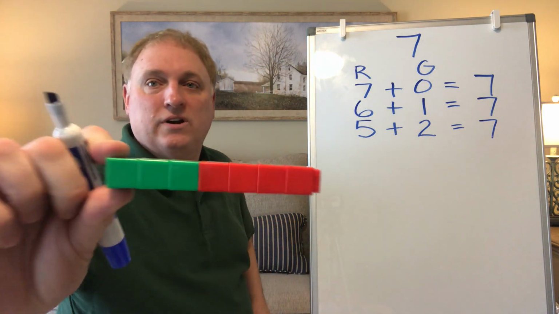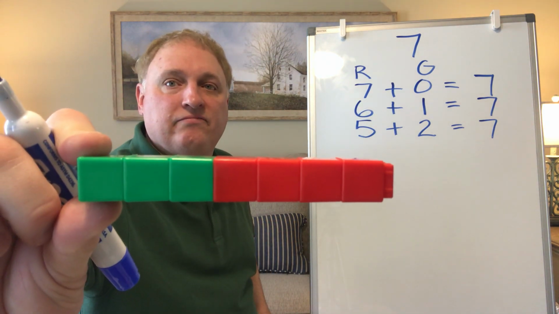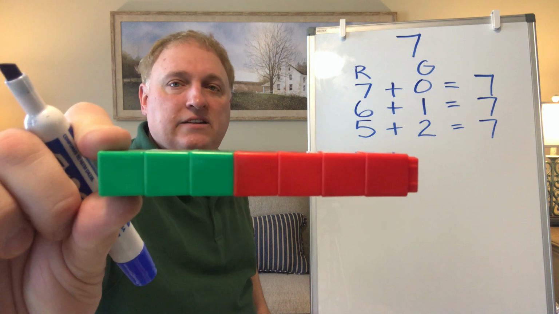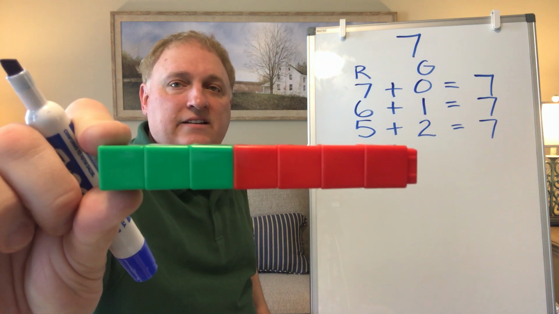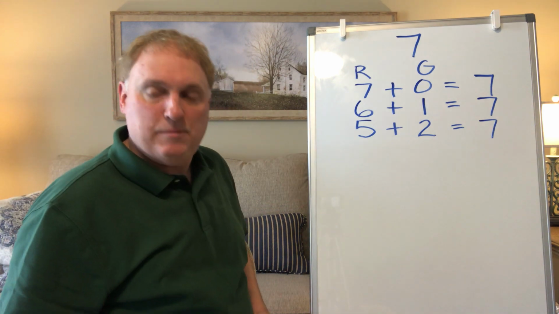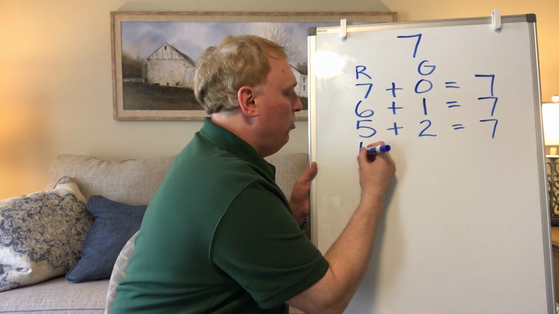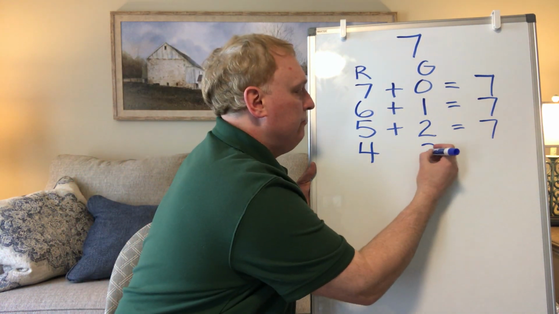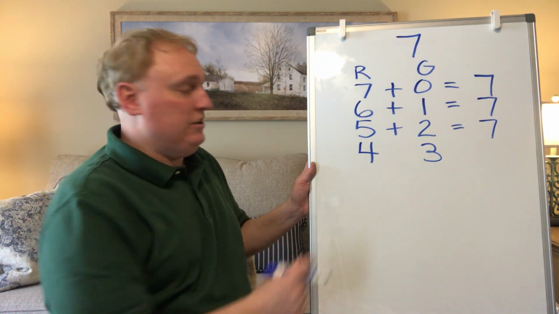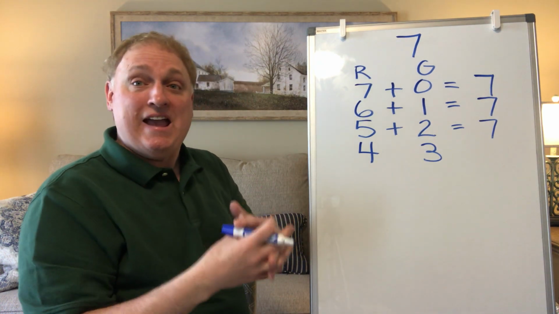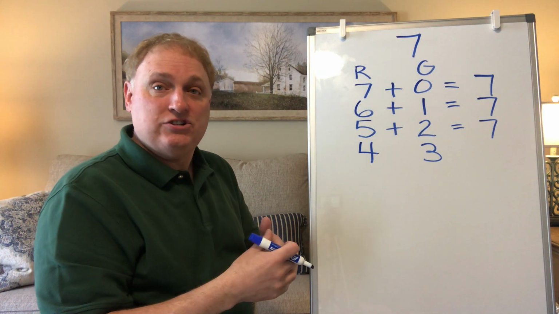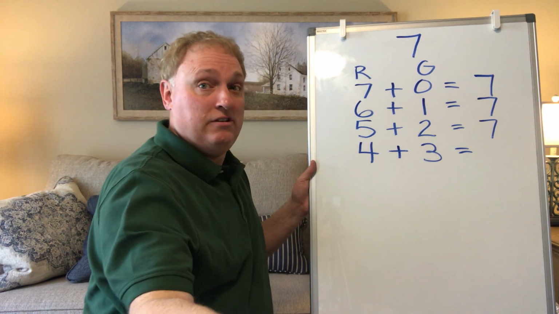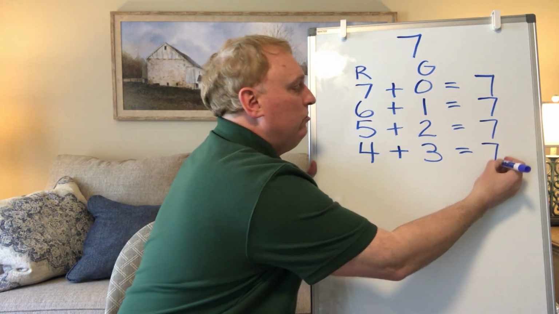Let's go to the fourth one. Number of red, number of green. Got it? How many red did you see? 4. Great. How many green did you see? 3. Great. These are your addends, or the numbers you're adding together. Now let's make our addition number sentence. 4 plus 3 equals 7. Excellent. Almost done, boys and girls.